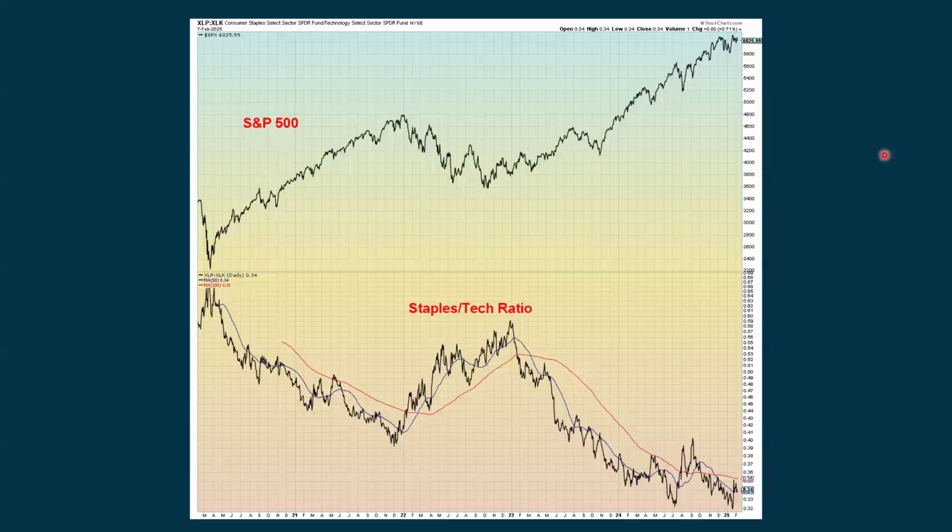And we look at a staples to tech ratio, not showing an awful lot of conviction right now. When this is going down, that means staples are underperforming. When this is going up, that means staples are outperforming. But we're just kind of not really showing an awful lot of conviction so far in 2025.